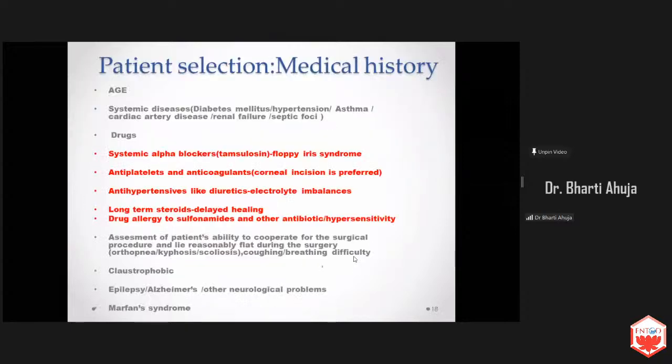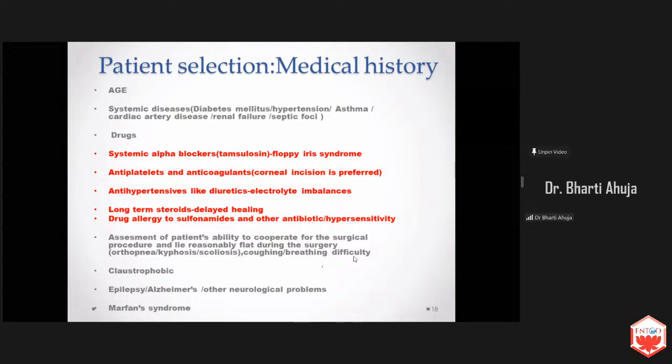In terms of medical history, age is a very important factor. If the patient is very young, the cataract will be very soft, and the adhesions between capsule and cortex will be more, so there is difficulty in nucleus prolapse. Again, in elderly patients, hard cataracts, so the incision should be larger. Systemic diseases: diabetes, hypertension, asthma, coronary artery disease, renal failure, and septic foci. These conditions need to be taken care of preoperatively.